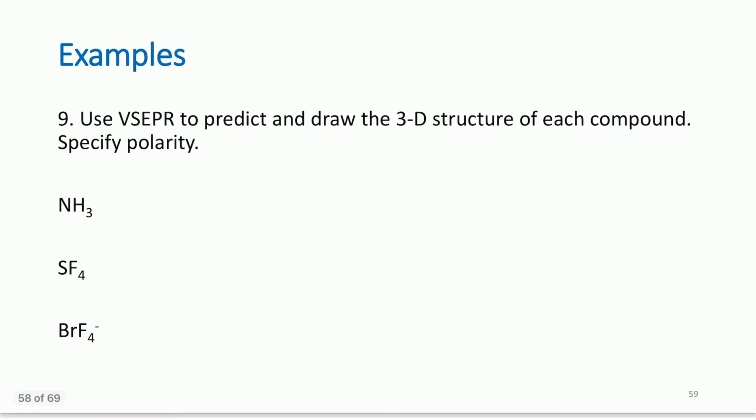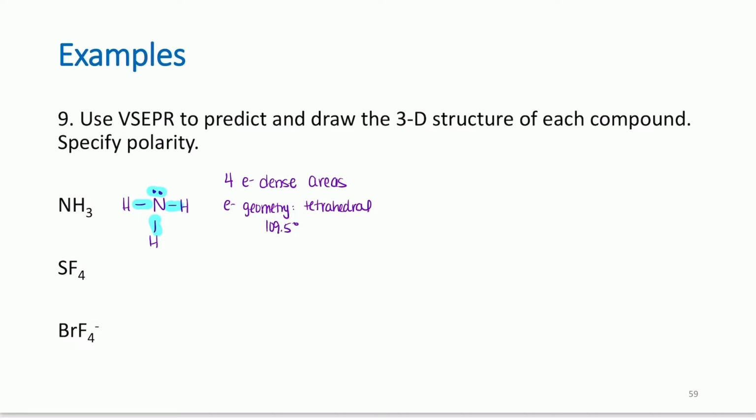Use VSEPR to predict and draw the 3D structure of each compound and specify polarity. So NH3, ammonia, has 8 valence electrons. Connect your atoms. Count up your areas of electron density. We have 4 areas. Which means my electron geometry is called tetrahedral. Bond angles for tetrahedral, 109.5 degrees.